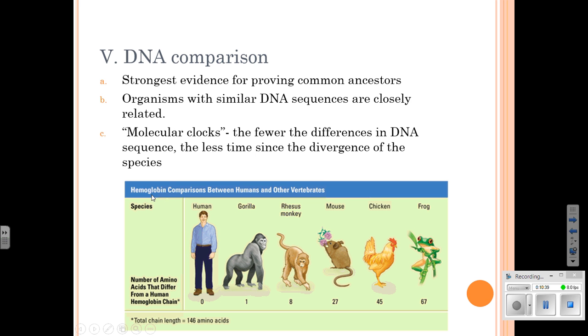We can see down here we're looking at hemoglobin, which is a protein that carries oxygen in your blood. We're comparing the human, which is why it's at 0, okay? And we're comparing that to all these other organisms. Between a human and a gorilla, there's only one amino acid difference in our hemoglobin. For a rhesus monkey, there's only 8. Look at the mouse, we're up to 27. A chicken's at 45. And by far, the furthest away from us is the frog. We have 67 differences with just this one protein. So in terms of hemoglobin, the way we carry oxygen in our blood, us and a gorilla are definitely most similar there.